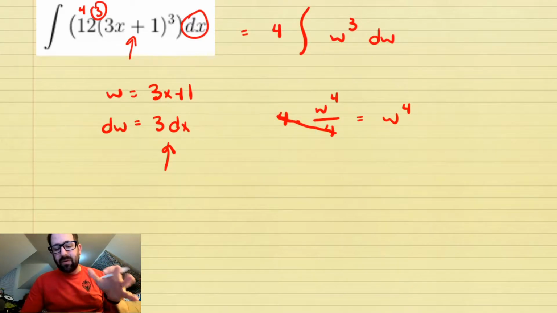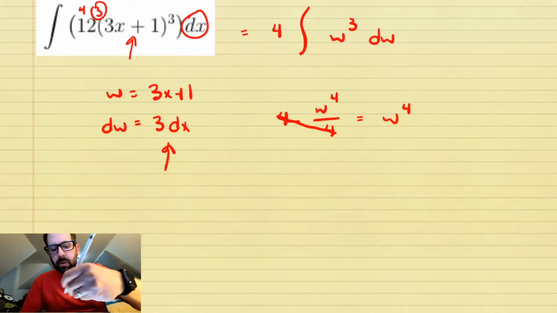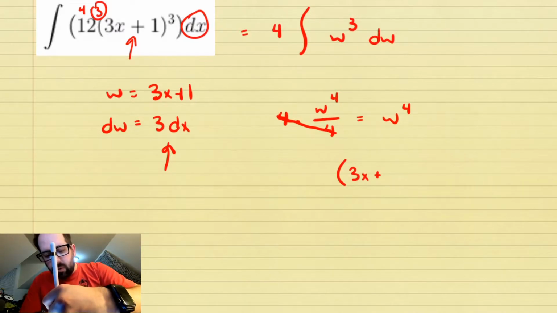That is the antiderivative. Now the problem is we didn't start with w's, right? We had x's in the original problem. So I have to substitute what we took out earlier for w. My w was 3x plus 1.